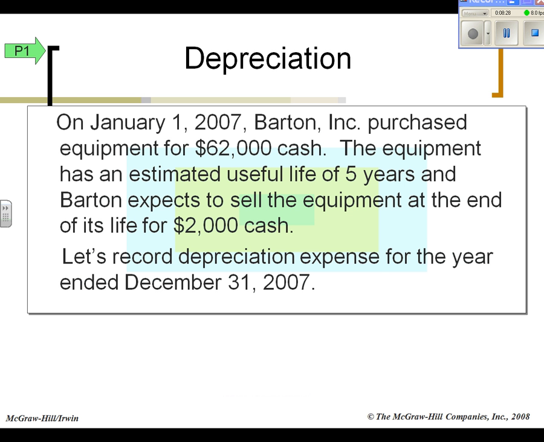All right, so here's the example. On January 1st, Barton Inc. purchased equipment for $62,000 cash. The equipment has an estimated useful life of 5 years, and Barton expects to sell the equipment at the end of its life for $2,000. So there's my salvage value of $2,000. There's the cost of my asset, $62,000, and there's the useful life. So let's record the depreciation expense at the end of December 31st.